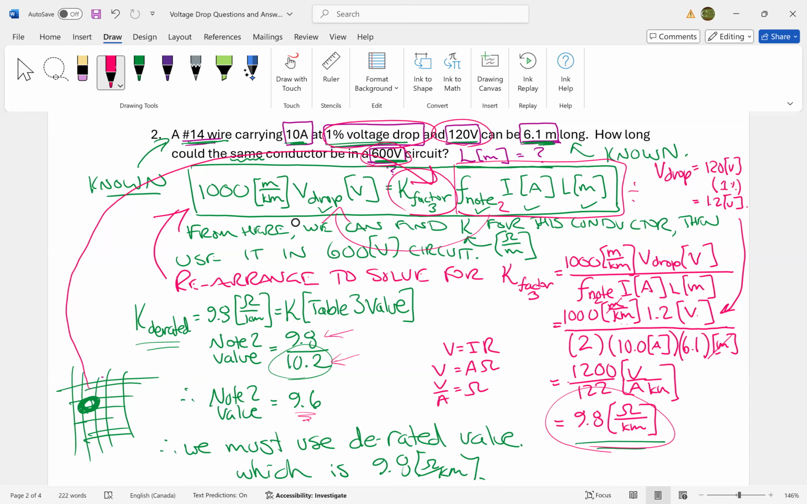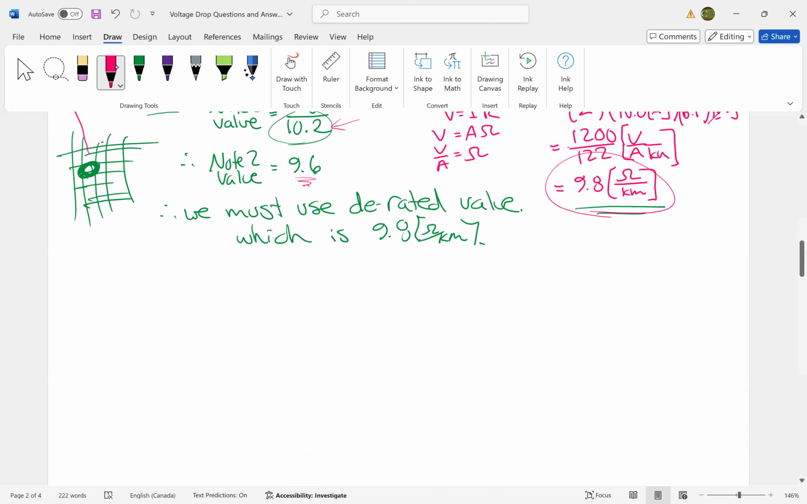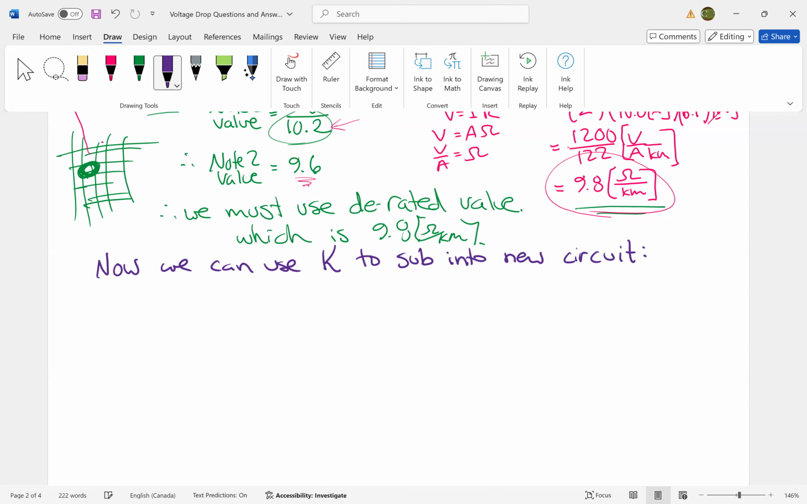All right, so we just took our known wire conductor condition, we solved for K. Now we'll use K to sub into the new circuit. So a little bit of a tricky question. Now we can use K to sub into new circuit. All right, here we go. So we'll use this same equation. 1,000 meters per kilometer. Comment below if you don't know where this equation comes from, or look at my other video where I show you where this equation comes from.